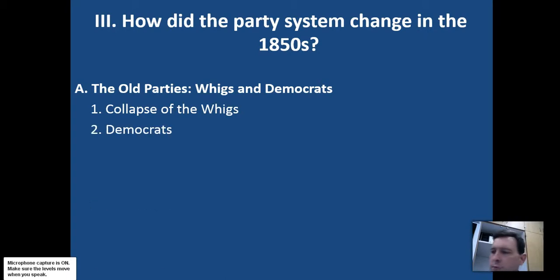The collapse of the Whigs left the Democrats as the country's really only national party, and they discovered popular sovereignty, which is the idea that the people should decide whether they want slavery or not. They decided that popular sovereignty was something that many Democrats could support. And of course, the Democrats became a Southern-dominated party.